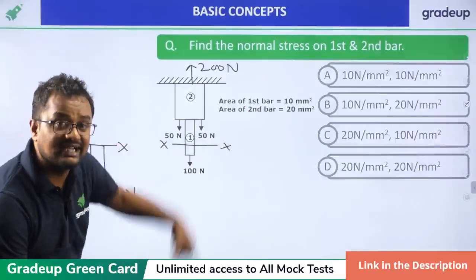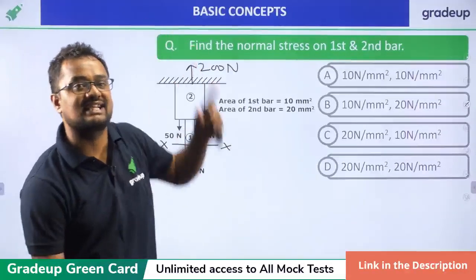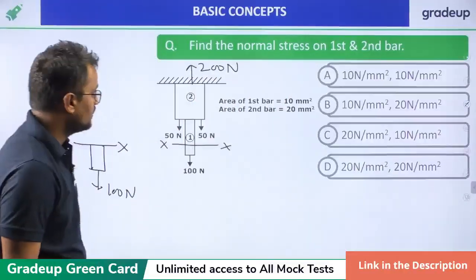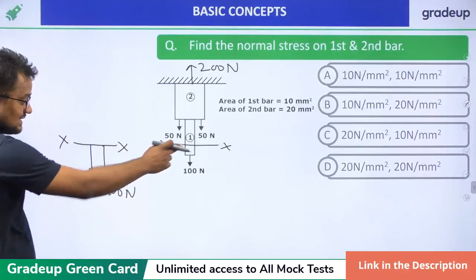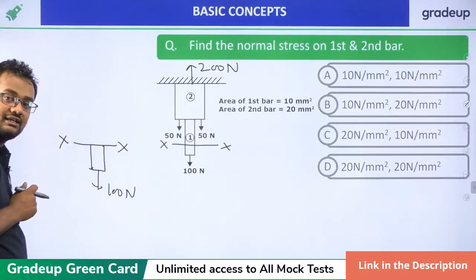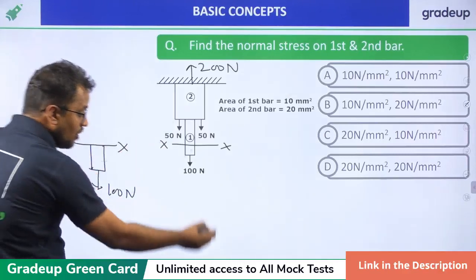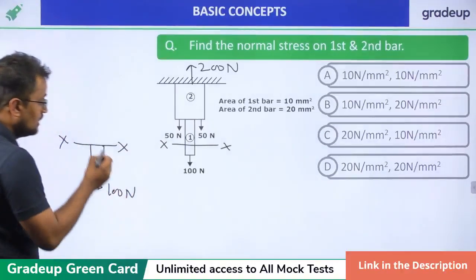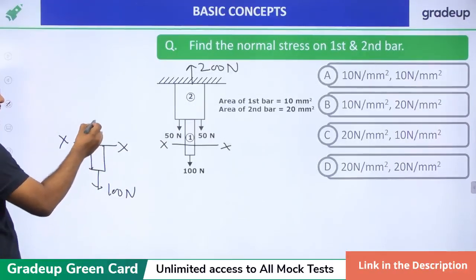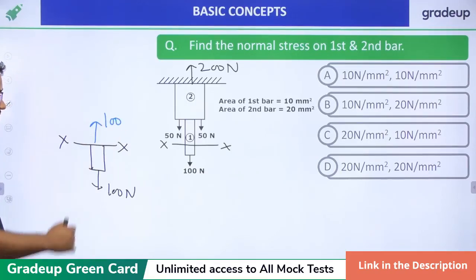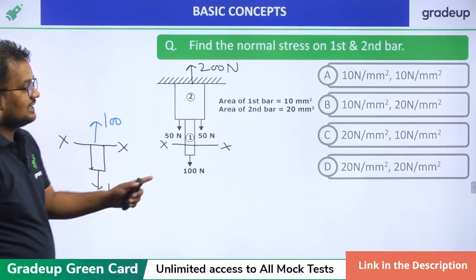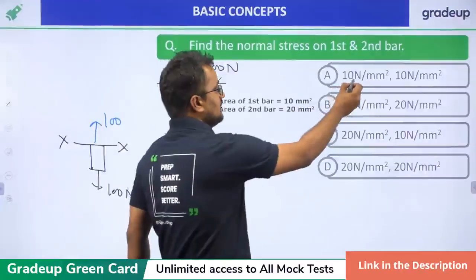So, net force 200 is acting downward, therefore, net force 200 is acting upward also. For reaction will be 200 for balancing. Okay, in this XX section, this 100 is acting below because whole body is in equilibrium that I told you. Therefore, this small part must be in equilibrium. Therefore, this 100 force is acting upward also. So, what is stress? 100 upon area. Area is 10. Therefore, 10 Newton per mm square.